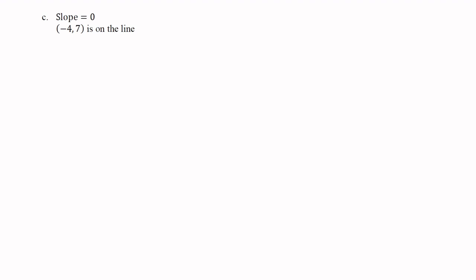In this example, we have our slope of 0 and we have our point -4, 7. We plug everything into the equation and we very quickly find that our y-intercept is 7. Now we take our slope and our y-intercept, plug them back in, and we find that our equation is y equals 7.